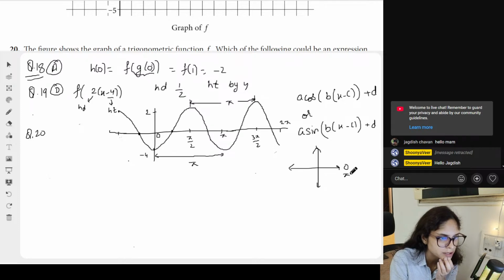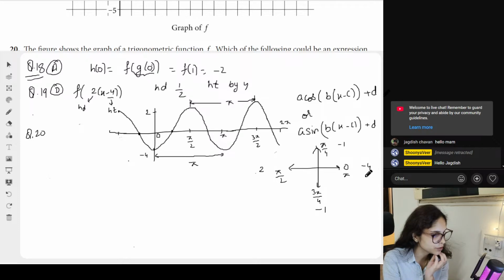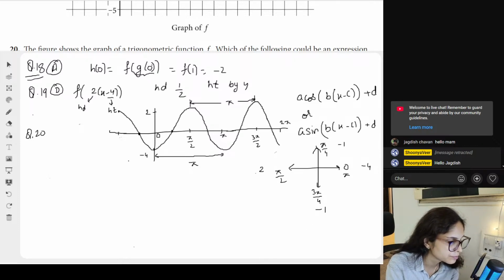You have 0, pi is coming over here again. This is pi over 2, this is pi over 4, this is 3 pi over 4, this is negative 4, this is negative 1, this is 2, this is negative 1, it becomes negative 4 again. First option, 3, 2 cos.